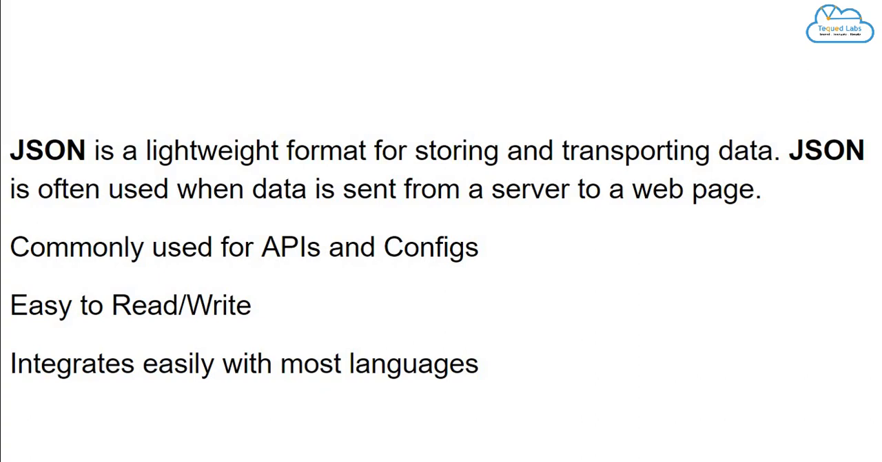It is very easy to write, easy to read as well, right? It integrates easily with most languages. JSON is actually based on a subset of JavaScript, right? So that is why the name JavaScript object notation. It consists of objects, right? It is notated in the form of a JavaScript object. So that is why it is called JavaScript object notation.